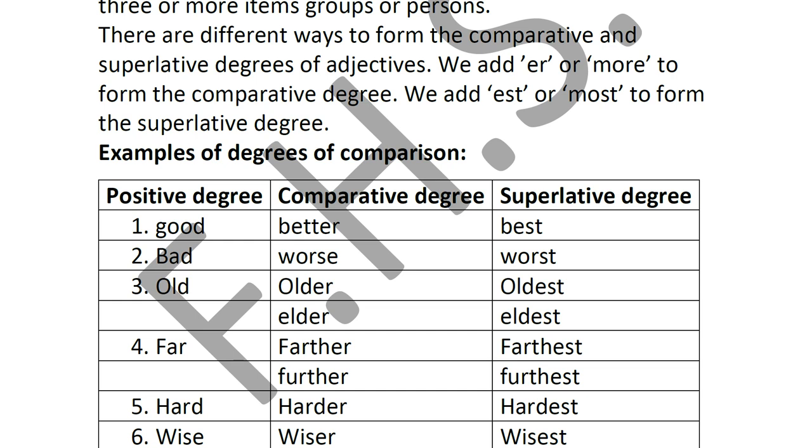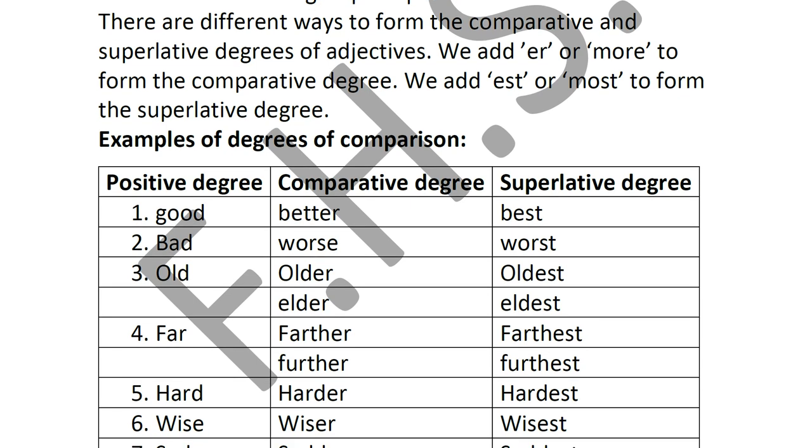Okay. Now we go to the superlative degree. When you're talking of the superlative degree, it's the same thing. Bigger becomes biggest, so you add est at the end. Or most, like beautiful, more beautiful, most beautiful. So you change into the superlative degree by adding est or most to the positive degree.